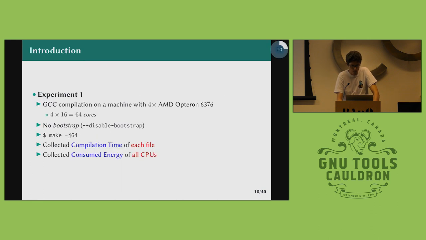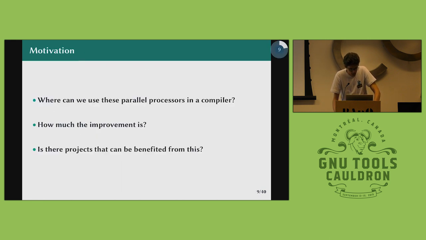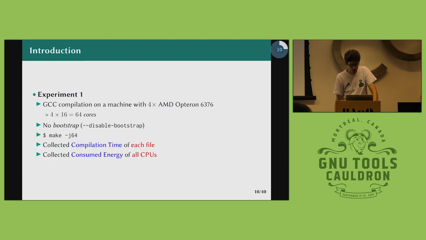So how can we use these parallel processors inside a compiler? How much is the improvement? Is there any project that can benefit from this? To answer these questions, we ran some experiments.